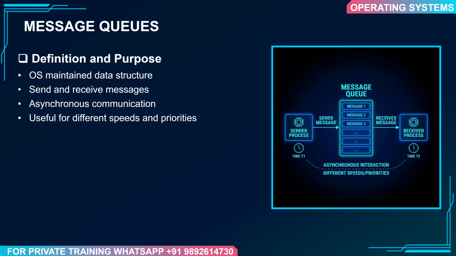In simple terms, a message queue is a data structure maintained by the operating system that stores messages sent by processes. One process sends a message to the queue, and another process receives a message from the queue. The key point here is that the sender and receiver do not need to interact at the same time. This makes message queues very useful in systems where processes run at different speeds or have different priorities.